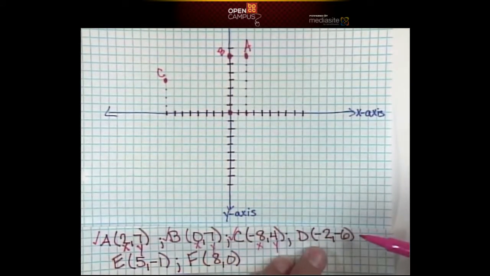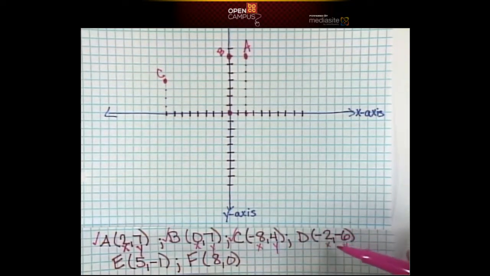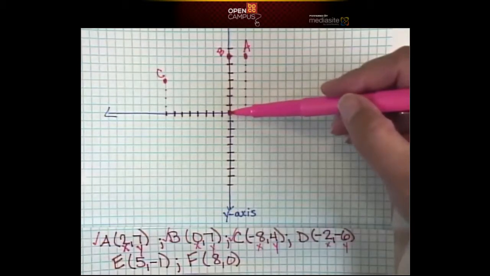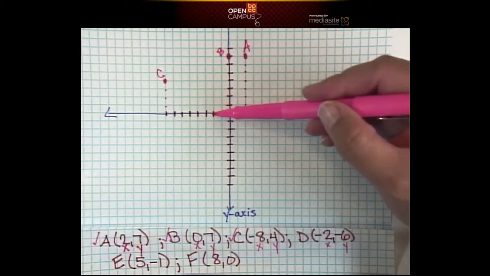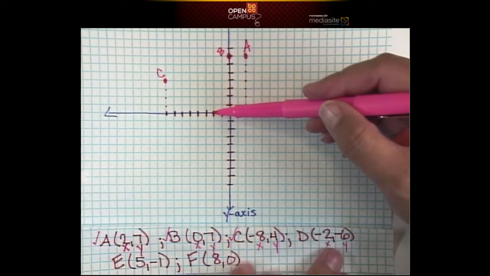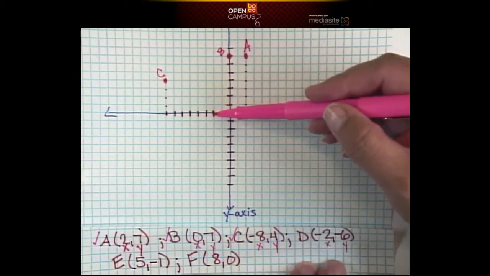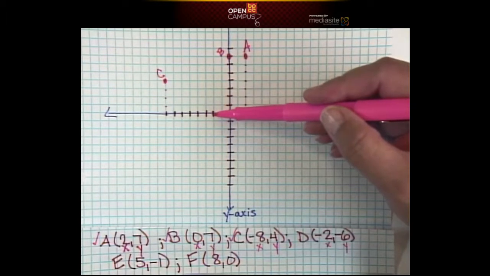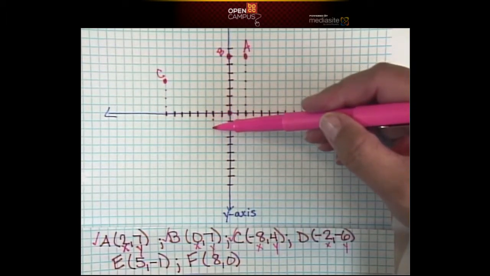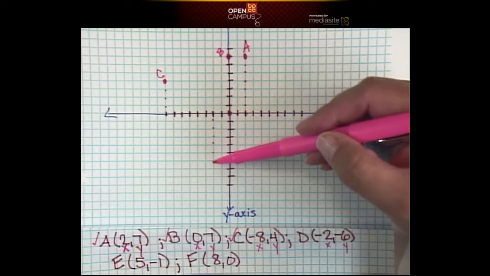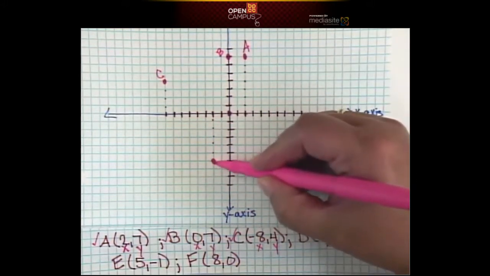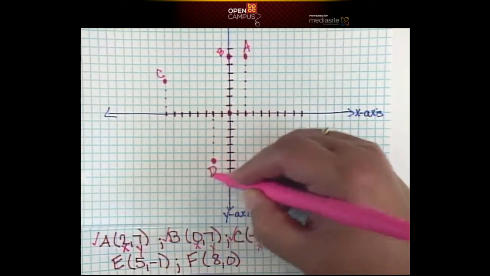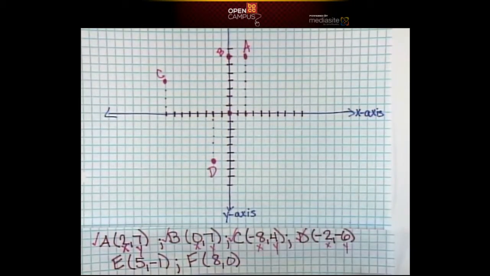All right, now let's look at D. D is -2, -6. So my x value is -2. My y value is -6. If I'm going to move -2 from the origin, I'm going to move 2 to the left. 1, 2. Now from my -2, this time I'm going to count down 6. When your y value is negative, you move down. So I'm going to move down 1, 2, 3, 4, 5, 6. Put my point, label it D, check it off.